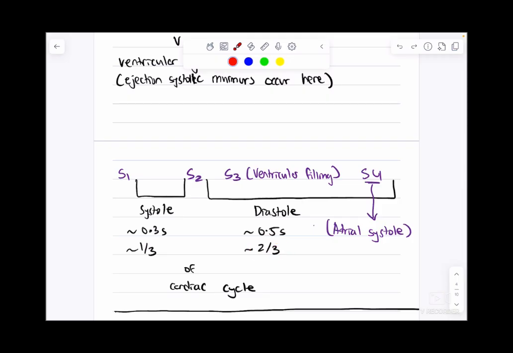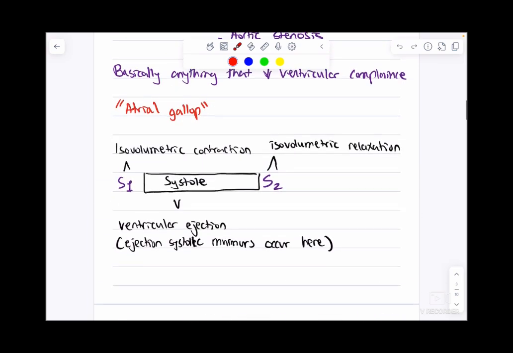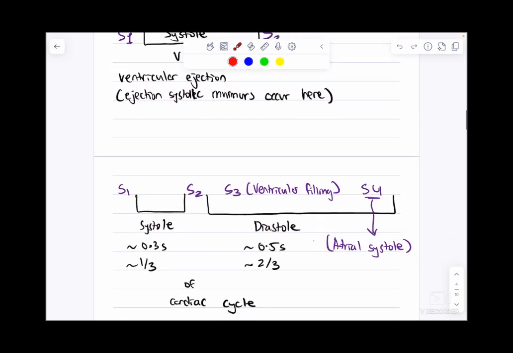We said S3 is also known as the ventricular filling phase. And S4 is also known as the atrial systole, like I said, because of the contraction of the atrium. And then this cycle starts again with S1 and then systole, obviously.